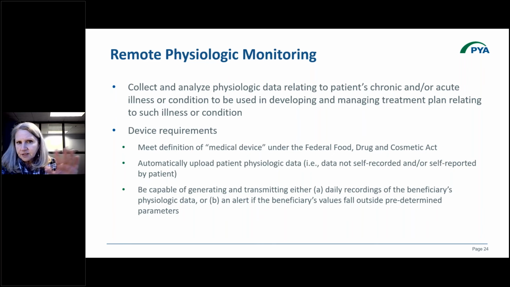They not necessarily have gone through the pre-approval process. In fact, a tongue depressor technically meets the definition of medical device under the statute, but it does have to be a device that meets those requirements. It has to be capable of automatically uploading patient physiologic data, as opposed to data that's self-recorded or data that is self-reported by the patient. So it has to go from the device.